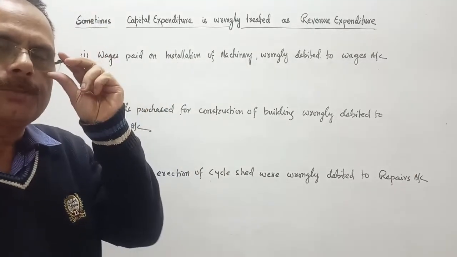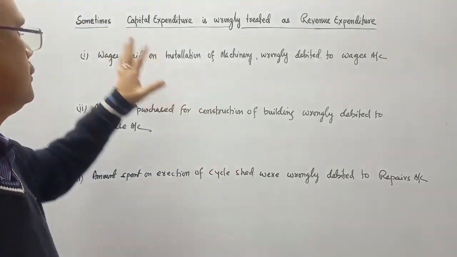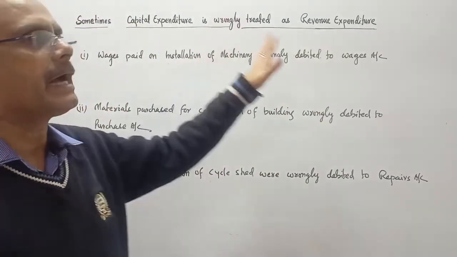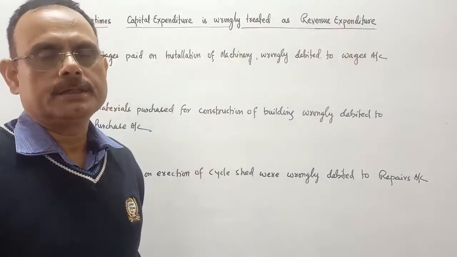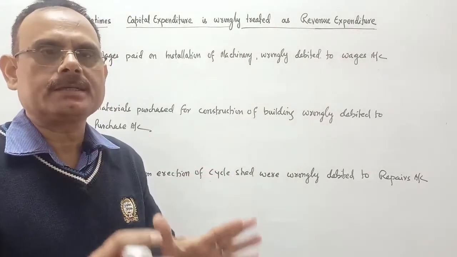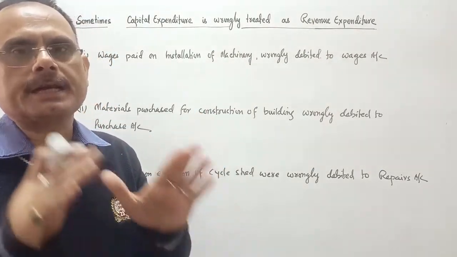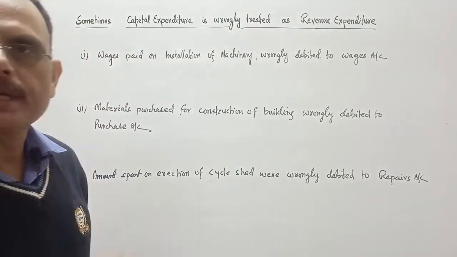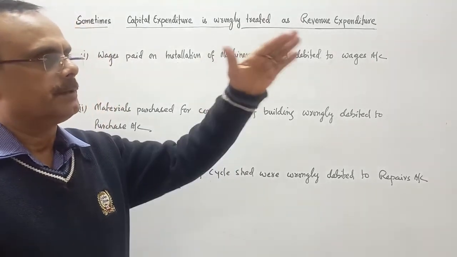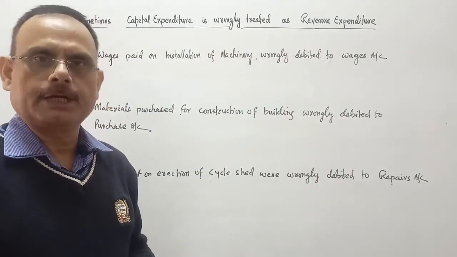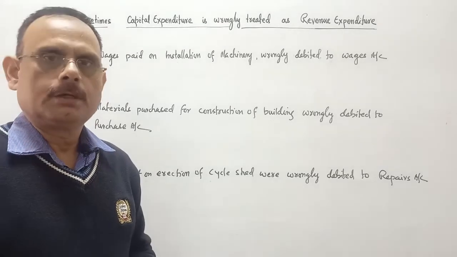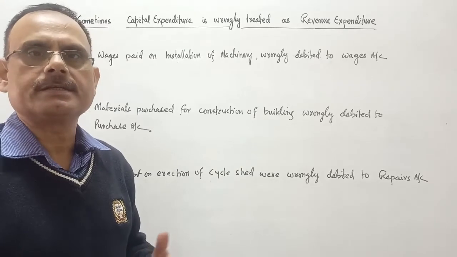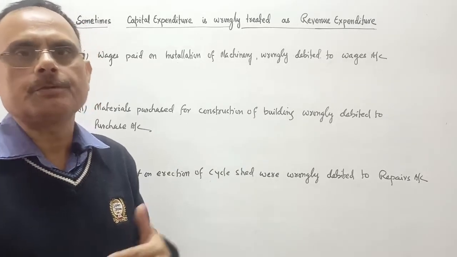Now the next adjustment is related to capital expenditure sometimes wrongly treated as revenue expenditure. This type of error is committed by the accountant while preparing or maintaining the books of account. Then how will we do the treatment at the time of preparing the financial statement? What adjustment will we do?